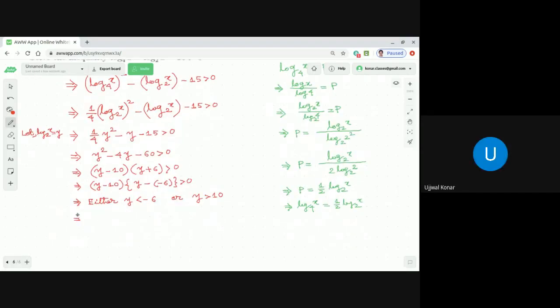So from here, y less than minus 6. What is y, by the way? y was our assumption, log x base 2. This implies either log of x base 2 is less than minus 6 or log of x base 2 is greater than 10. So from here what we can say is either x is less than 2 to the power minus 6 or x is greater than 2 to the power 10. Correct or not, dear students?